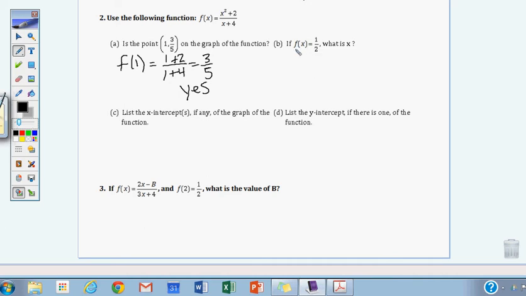A little different now. This one is saying that the function's value is 1/2. Well, that's not x, that's over here. So now look how this works.